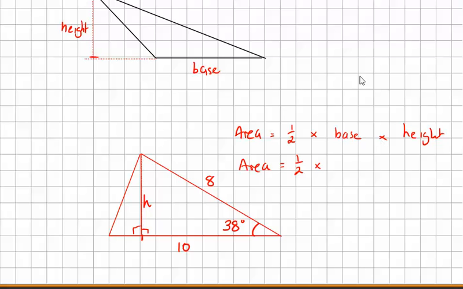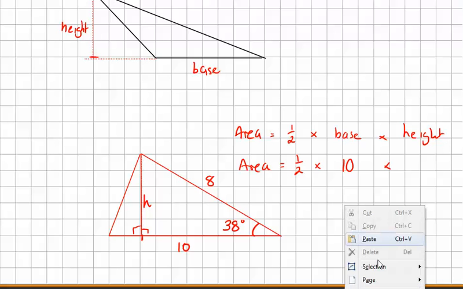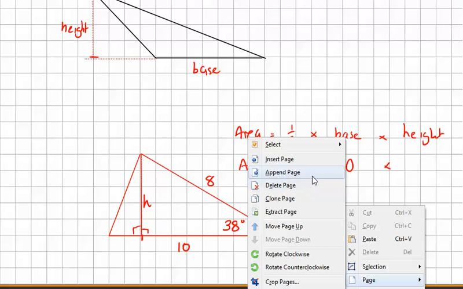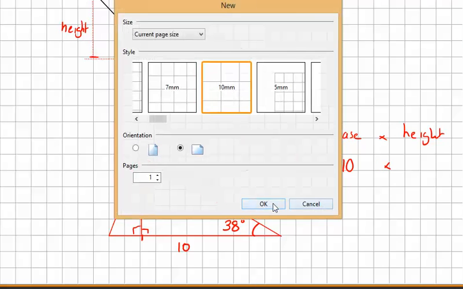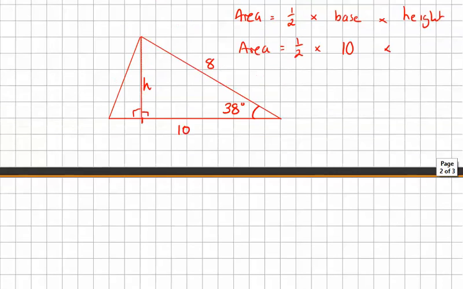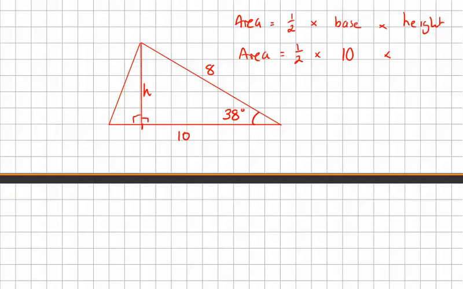Okay. The base and the height. Well, so what's the base? 10. Okay. The height, we don't know what it is yet. But we're going to work it out. So, by drawing it in, we've now got the ability to solve for what the height is.